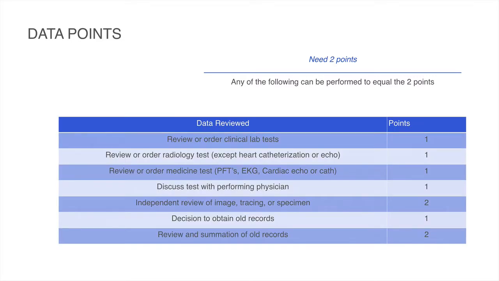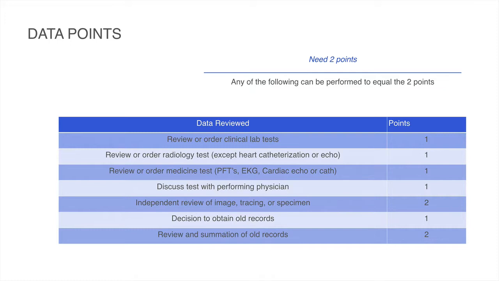Now for the data points, we need 2 of the following. And any of the following can be performed to equal the 2. And you can see 2 of them actually are worth 2 points in and of themselves. So if you're a medical provider, then these are pretty easy to get. If you're a chiropractor, you would have to review a radiology test, you could possibly discuss the test with the performing physician, which doesn't happen too often. We could decide to obtain old medical records in addition to review or order a radiology test. And of course, we could review or order clinical lab tests as well.